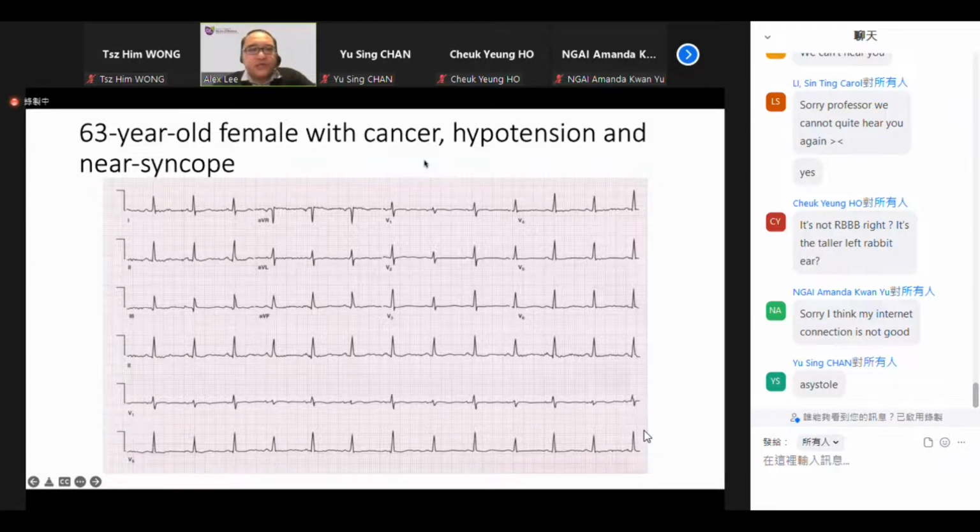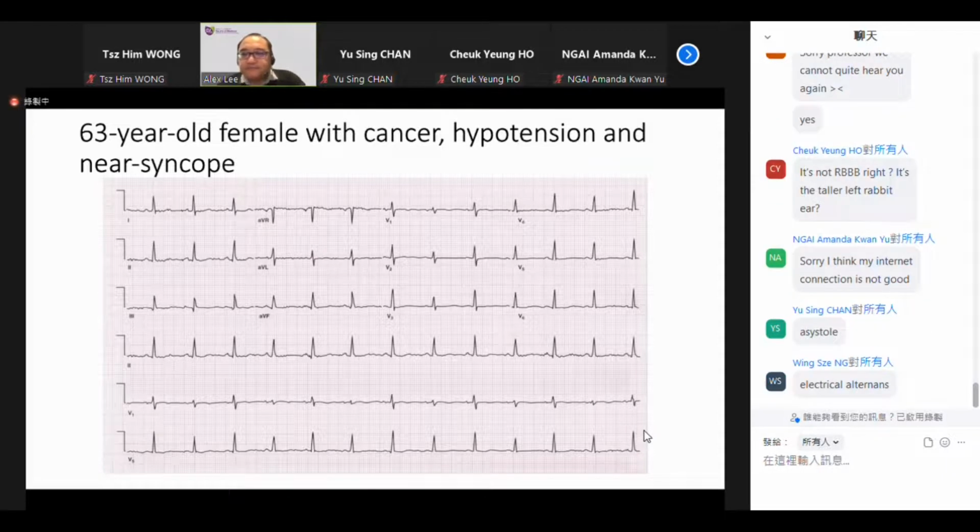A 63-year-old female with cancer, hypotension, and near syncope. Sometimes we have syncope or palpitation or hypotension not necessarily related to rhythm abnormalities, but there are still some hints on ECG that can give clues about the underlying cause of the syncope. Anyone? Okay, Wingzy, you mentioned electrical alternans. Would you like to describe this ECG?